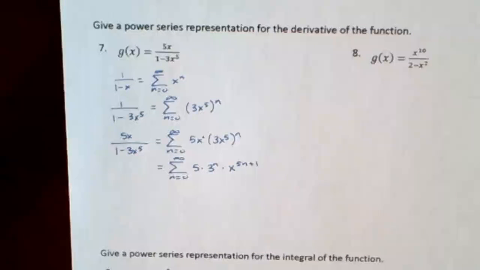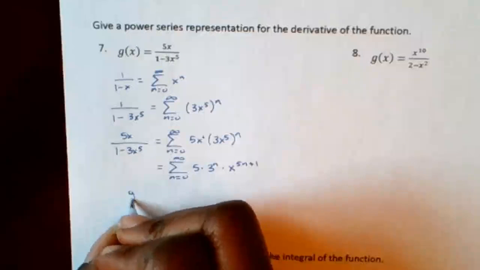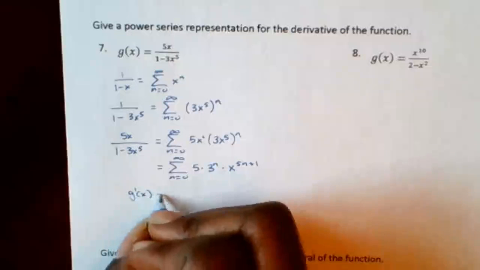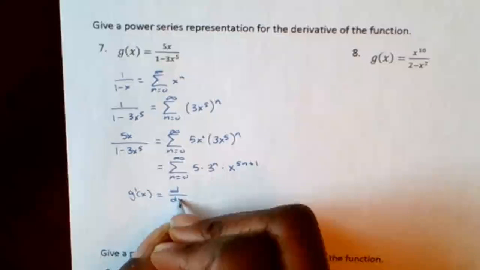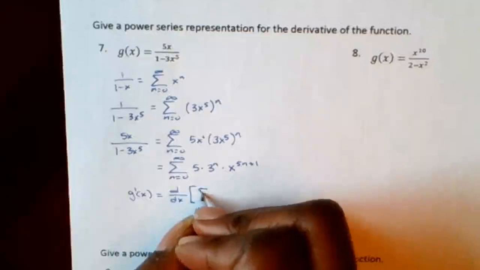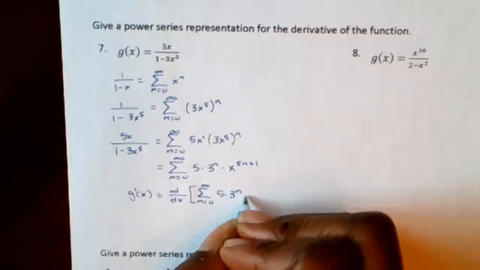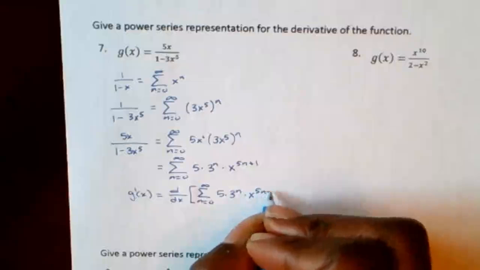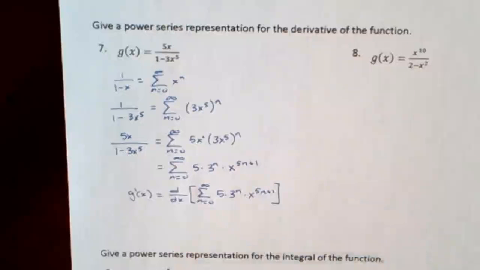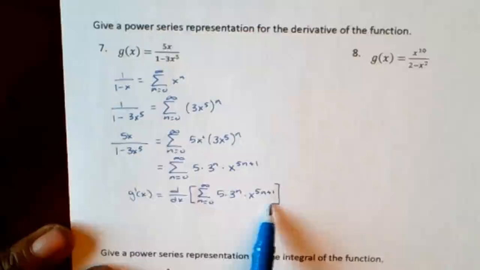And so now I want to take the derivative of that. So g prime is just going to be the derivative of that sum. So the derivative of n equals 0 to infinity of 5 times 3 to the n times x to the 5n plus 1. Now notice we're taking the derivative in terms of x. Everything else we treat like a constant. So like the n is a constant. And so what I'm going to do is I need to focus just on this x piece.